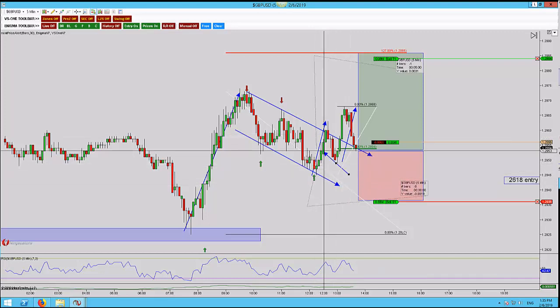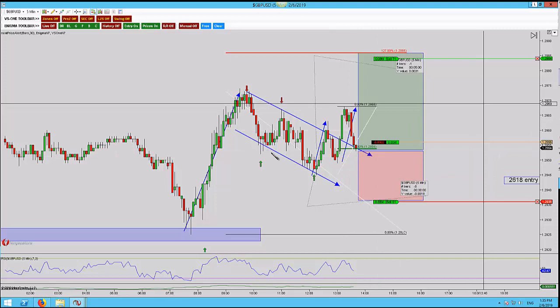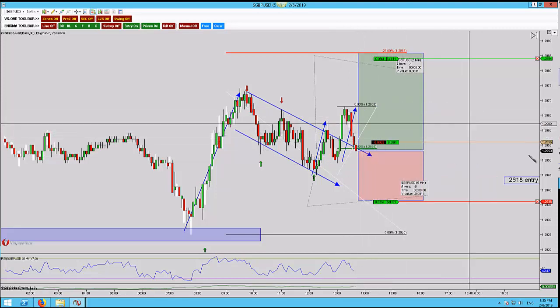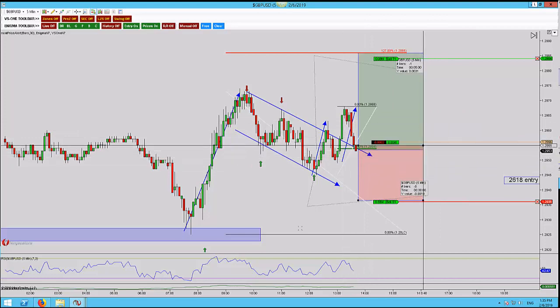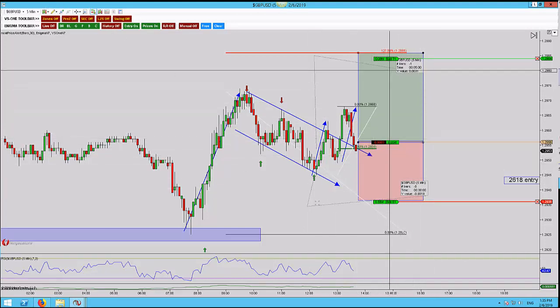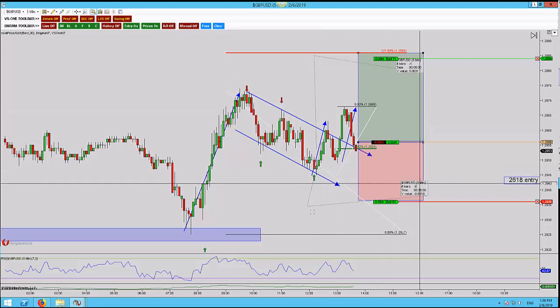Then we put in this AB equals CD pattern, and so I set a limit order here at the 61.8 and I've just been filled. So it now means I do not have the best risk to reward, but it does mean that since we've had the breakout, I've got more confirmation that the trade is going to go higher than lower.